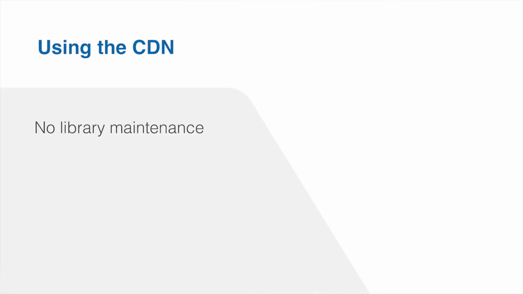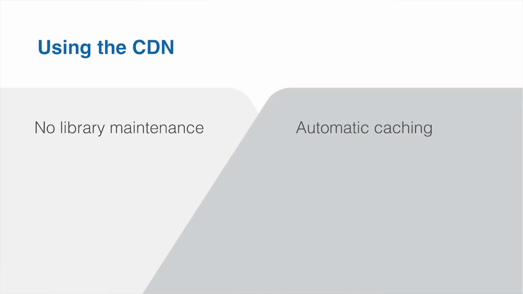CDN is good because you don't need to worry about hosting third-party libraries. Caching is automatic, especially when using multiple applications that share the same libraries. For example, if there's an enterprise that has 20 applications all using Kendo and jQuery, they will be loaded once from the CDN, cached, and not loaded again even if using another application.